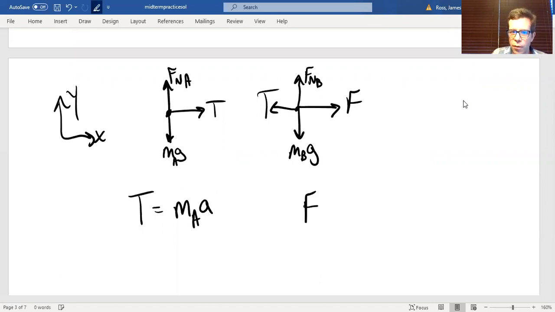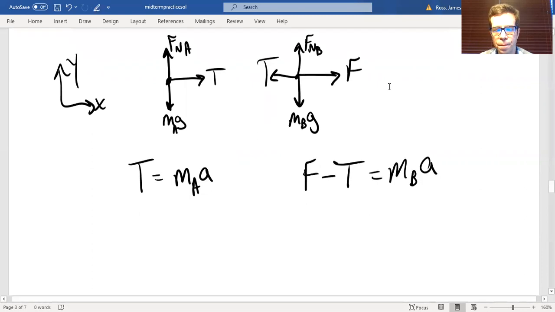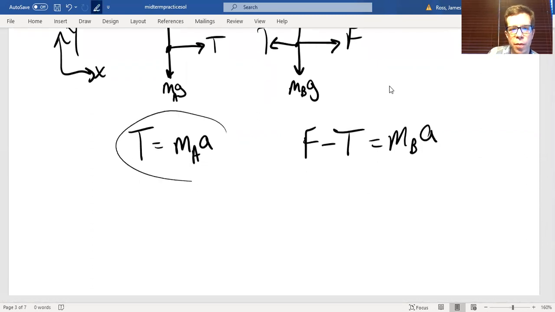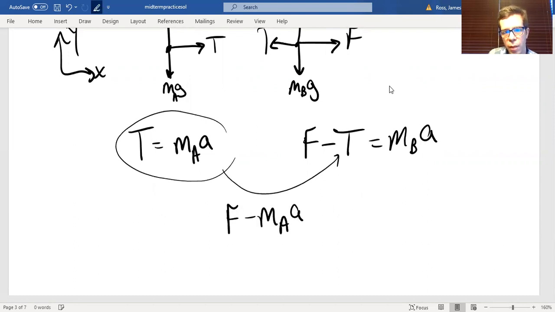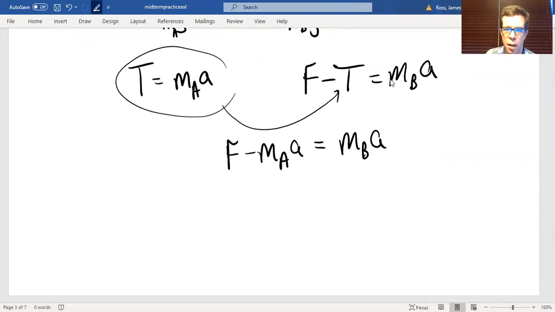For this one, we have F minus T is equal to mB times a. And we can just plug this in for the tension. We get F minus mass A times a equals mass B times a. And the force is equal to the sum of the masses times the acceleration.